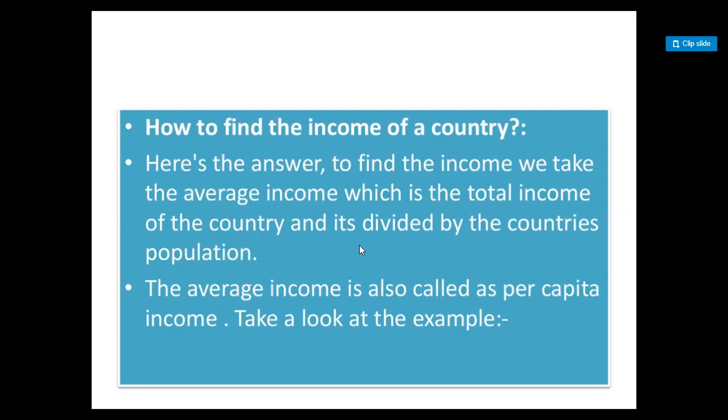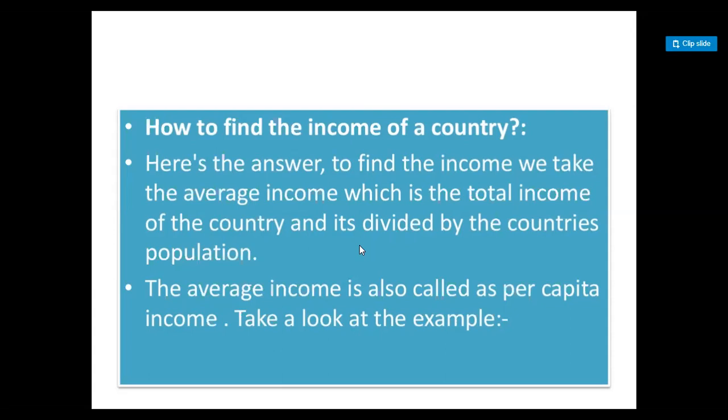And the answer here is showing as we take the average income, which is the total income of the country, and it's divided by the country's population. And that average income is called per capita income. We will take from the total income the average income of the country, and it is divided by the country's population.